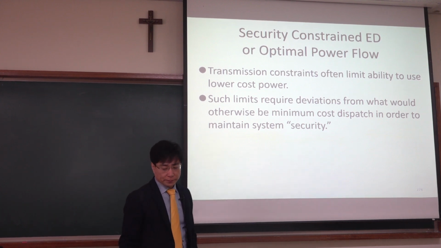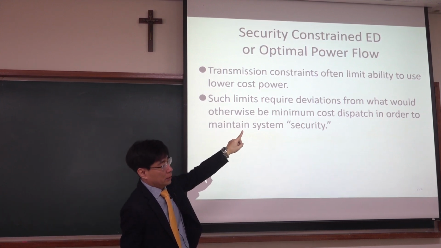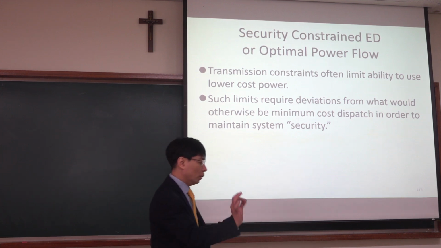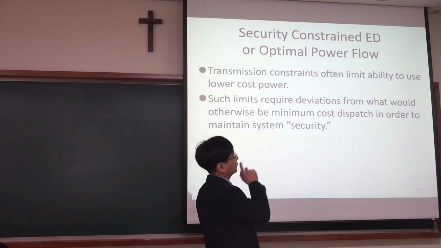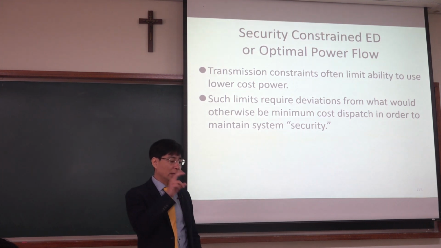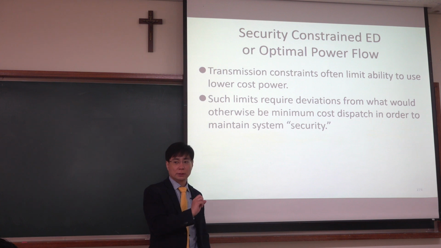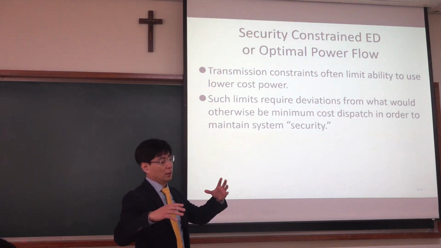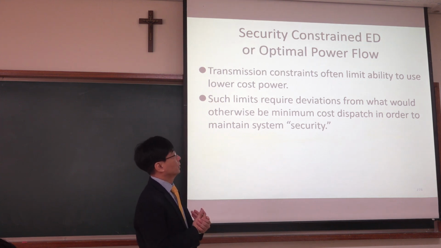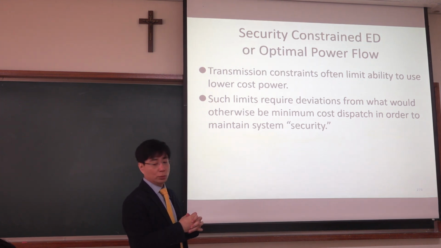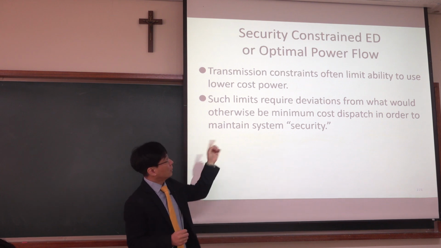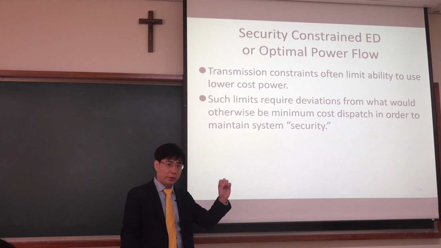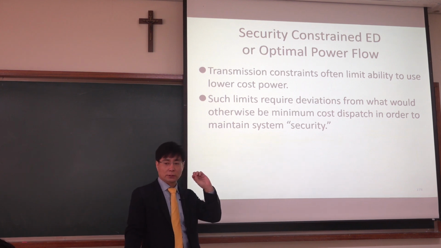So a security constraint economic dispatch is almost the same as optimal power flow. But the only difference is that security constraint economic dispatch only focuses on the output of the generators. So considering the limits and power losses, what is the most economic way to generate? But in optimal power flow, we may have a different objective function other than the cost of generation.